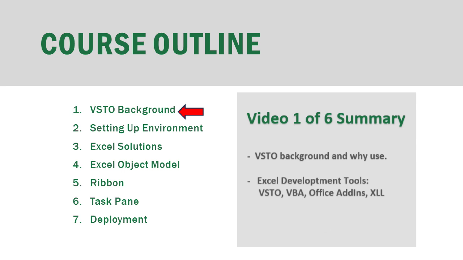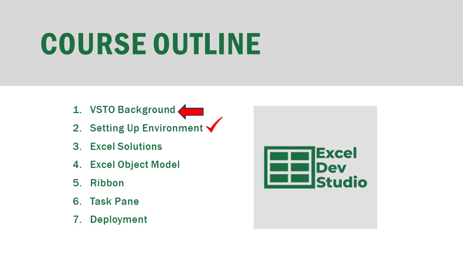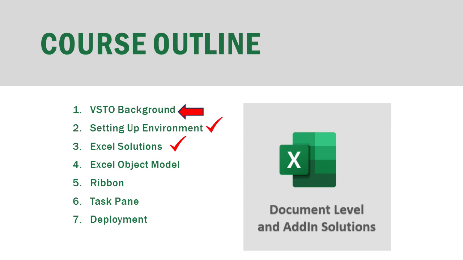This video in particular covers section 2, setting up your environment so you can have everything you need to develop your Excel solution. This video also covers section 3, the 2 different types of Excel solutions we can build. With VSTO, we can either build an add-in or a document level solution. We will cover the differences between them and how to create one along with simple examples. Also, as discussed in video 1, we can build VSTO solutions with either VB.NET or C#. But in this course, we will only use C#.